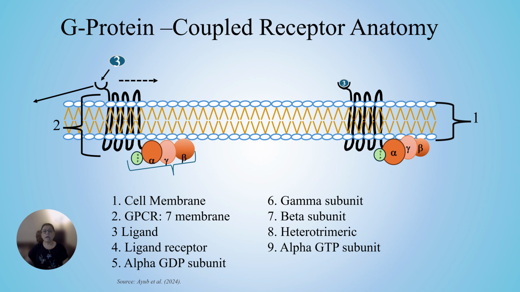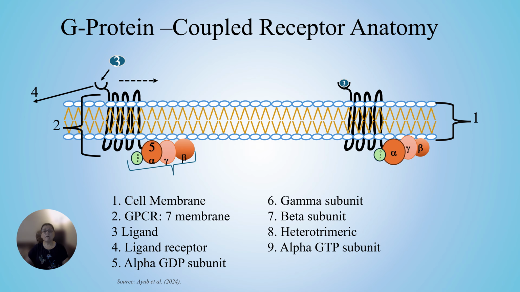Number 3 is an actual ligand, which could be any kind of stimulus, such as a hormone, an enzyme, or other mechanical or photoreceptor stimulus. Number 4 is the receptor that is the same shape as a ligand, so that when they come together, it forms a lock and key model where they fit perfectly and will activate the molecule.